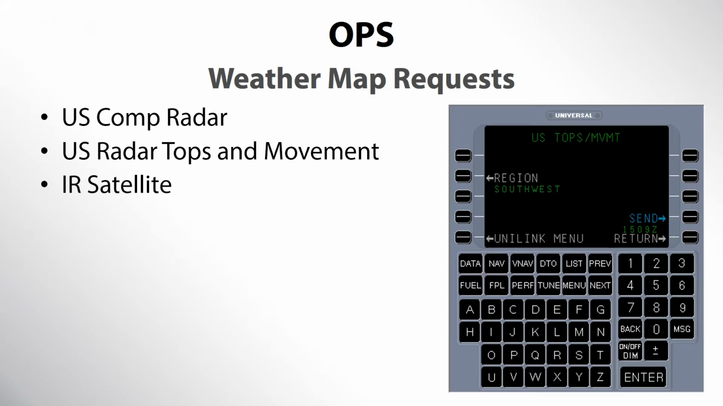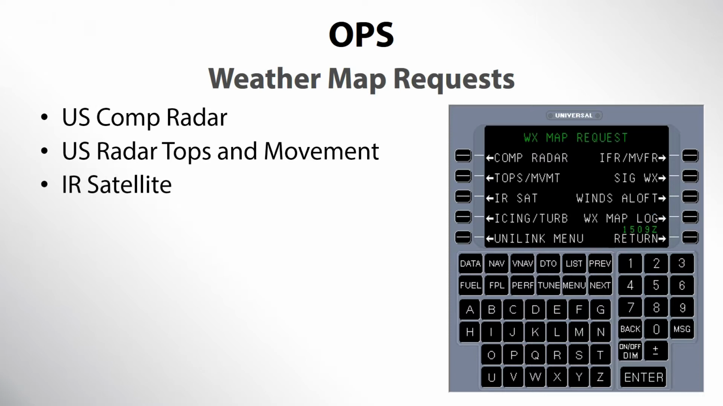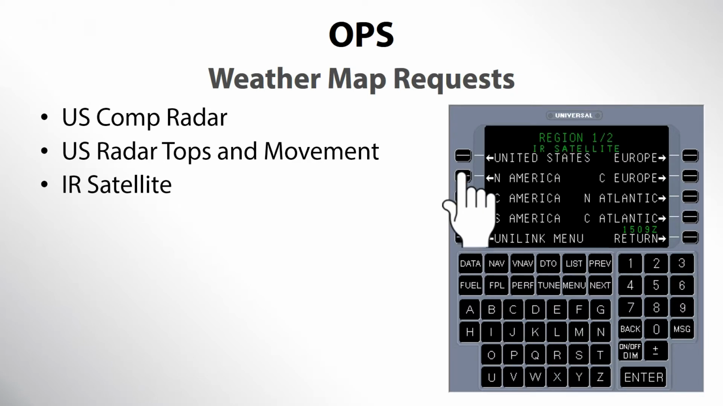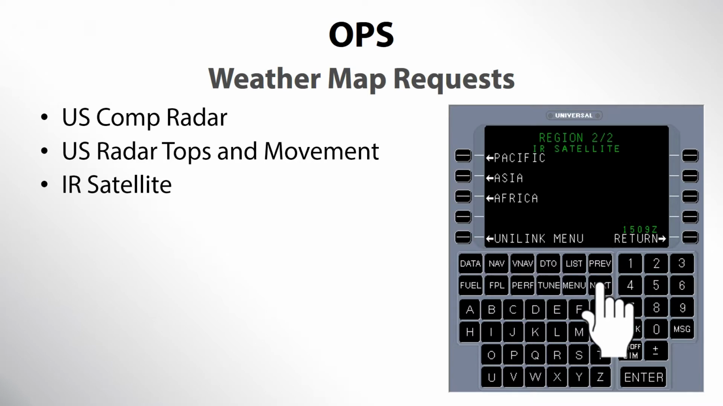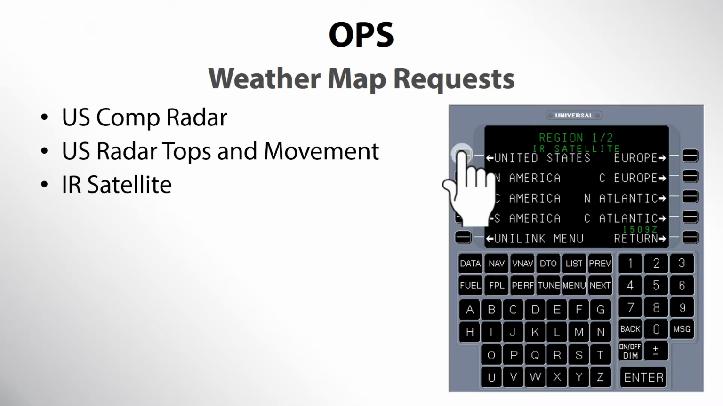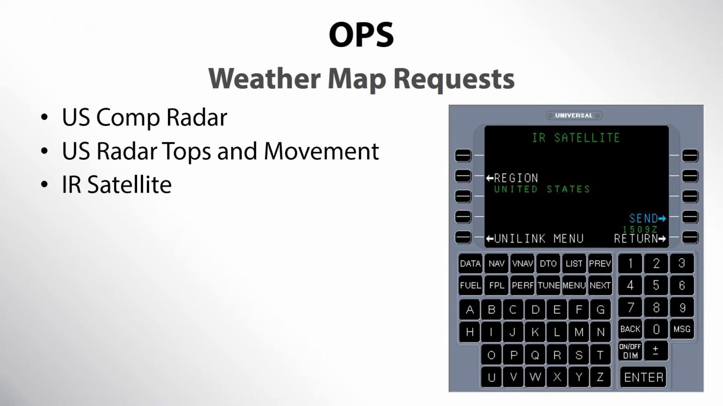The IR Satellite page allows the user to request worldwide IR satellite weather maps. To request an IR satellite, you need only select a region. There are 2 pages of regions. The last selection will remain through system power cycles. Press the Send Line Select key to place the request in queue for transmission.